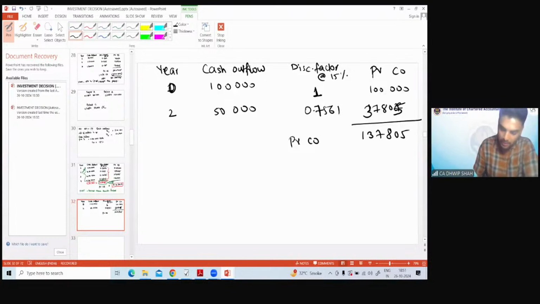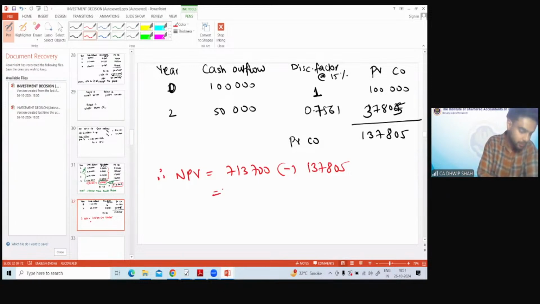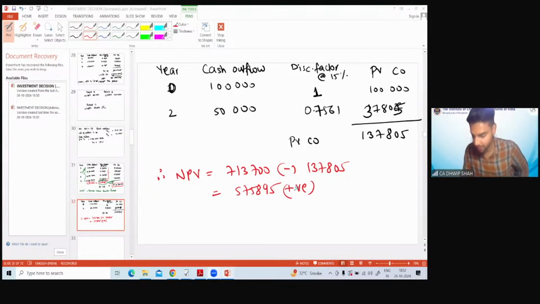1,37,805. Therefore, NPV is 7,13,700 less 1,37,805, that is 7,13,700 minus 1,37,805, which comes to 5,75,895. This is my NPV. Positive. Everyone understood this? 5,75,895, correct.